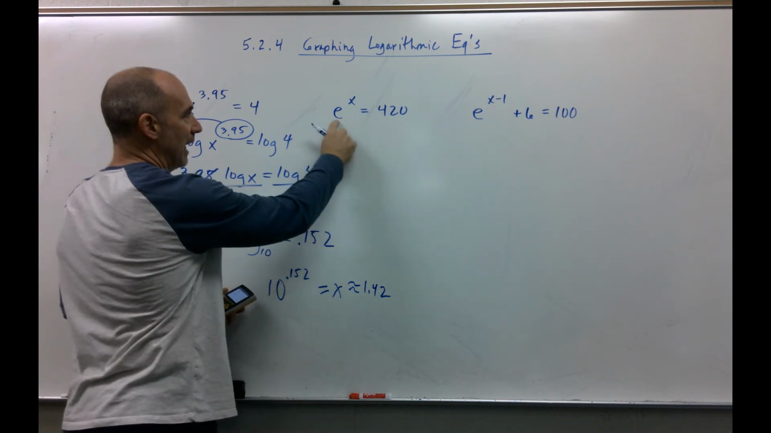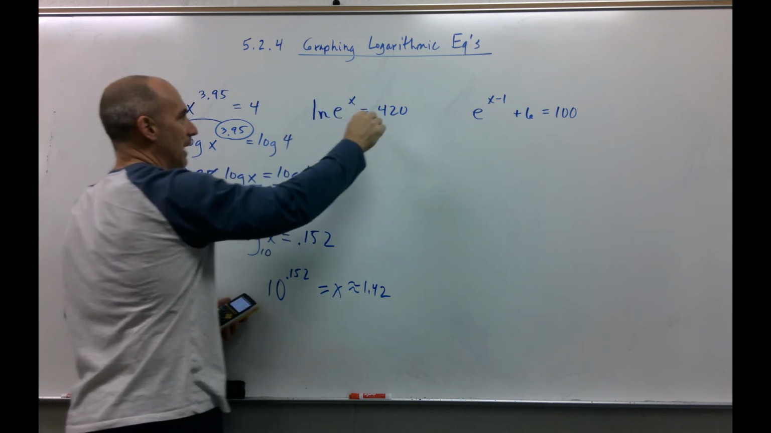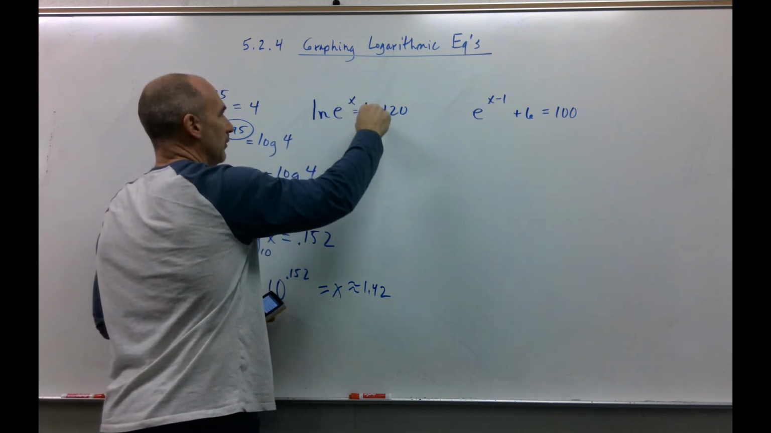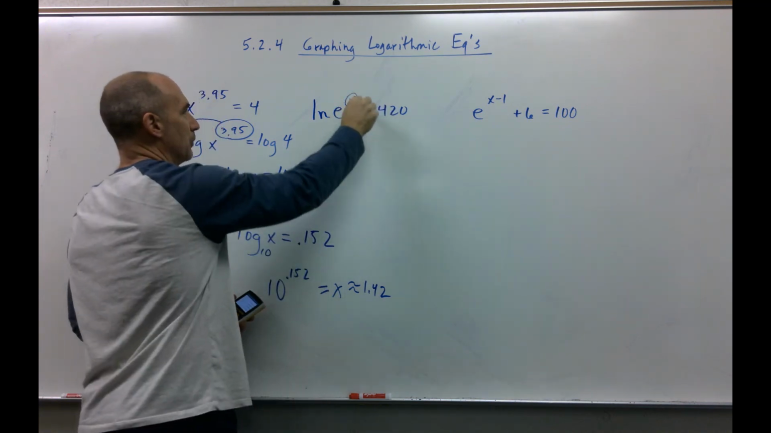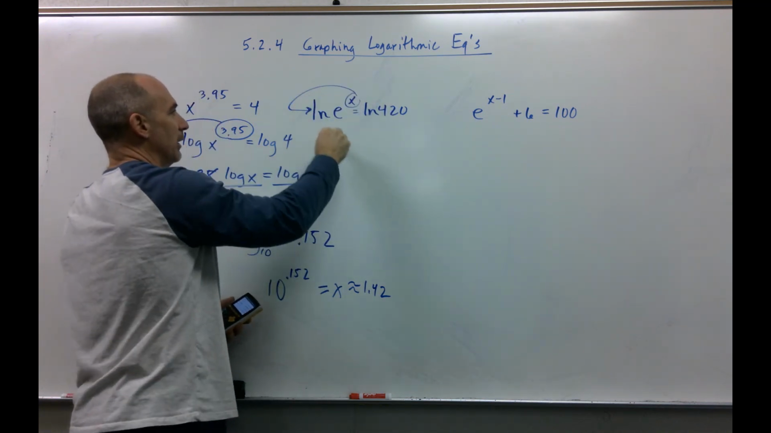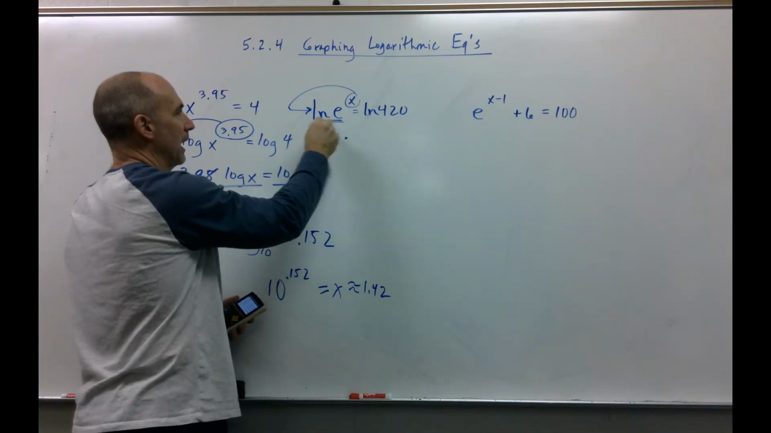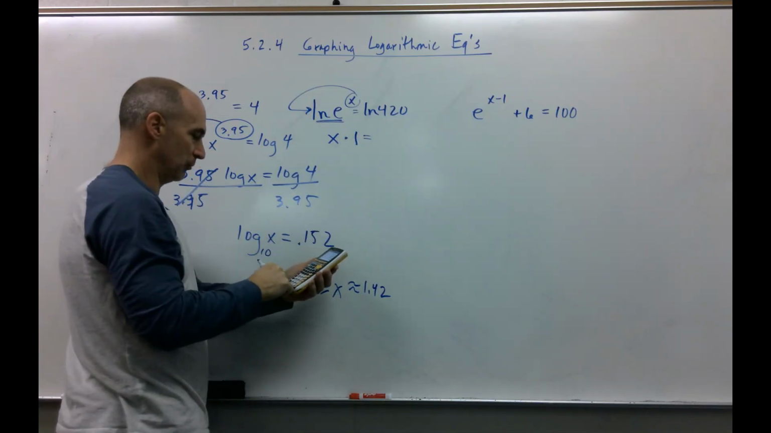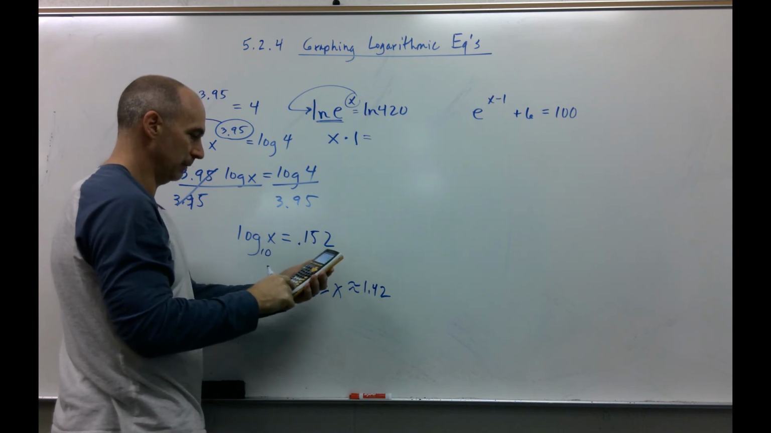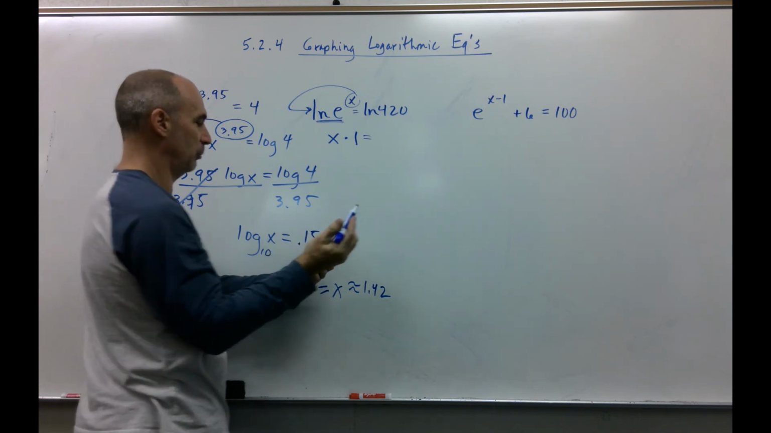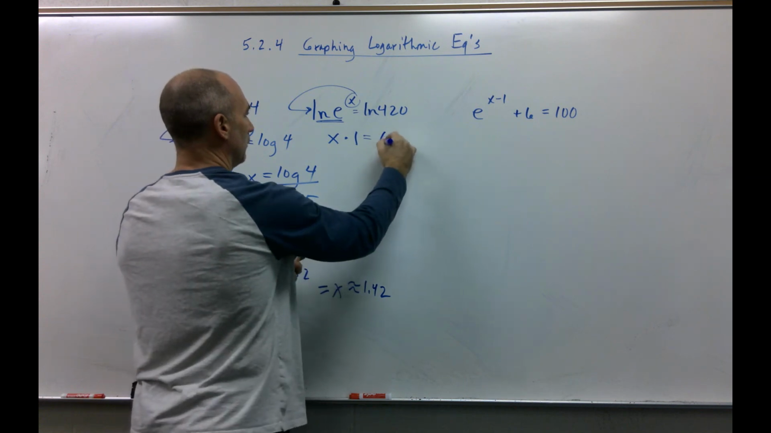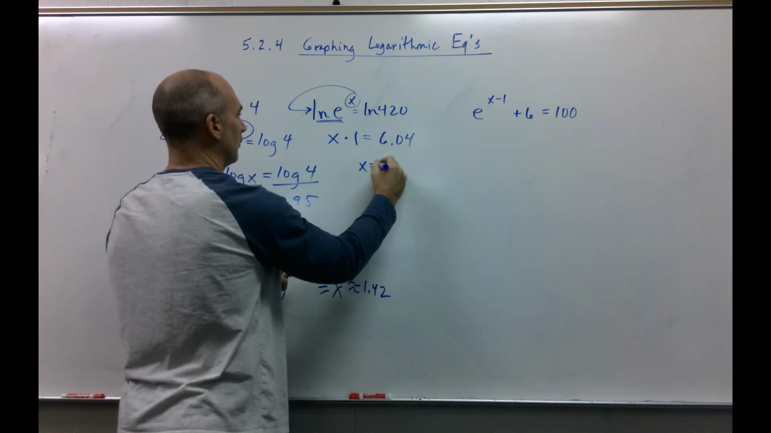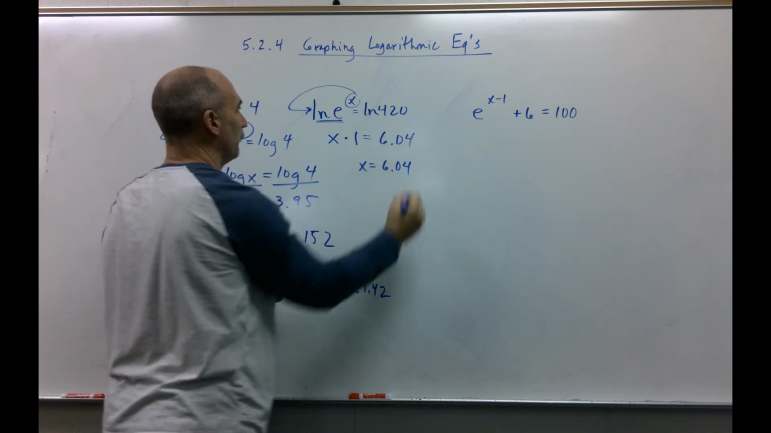Got this problem. I see that e. Slap a natural log on that side. Slap a natural log on this side. Bring that in the front. So I get x times what? Well, natural log of e is 1. Then I go natural log of 20. And I get 6.04. So x is approximately 6.04.